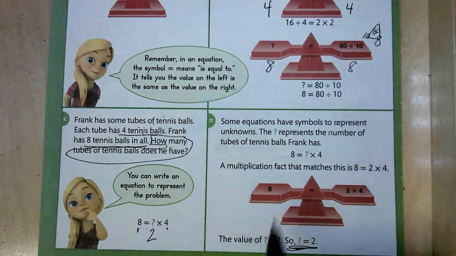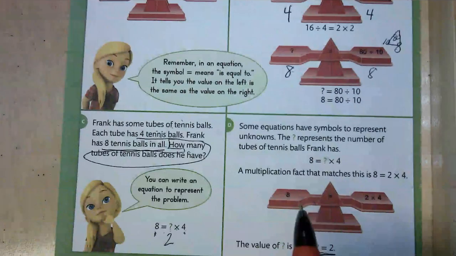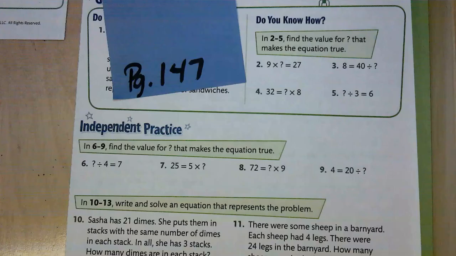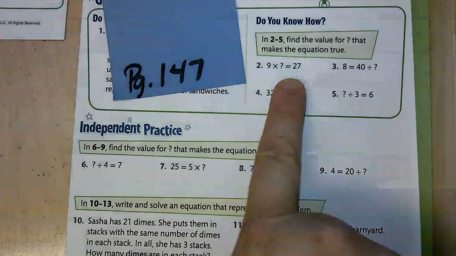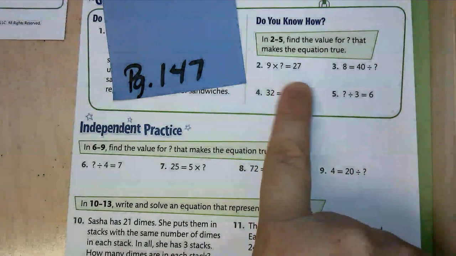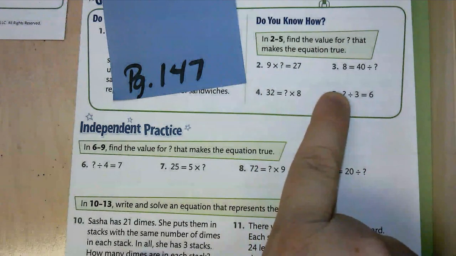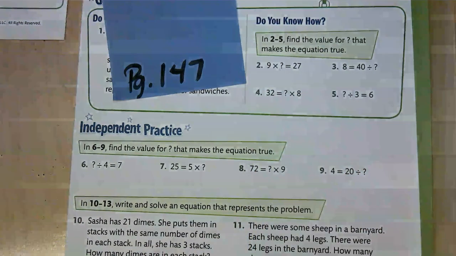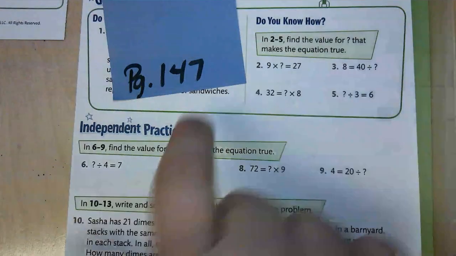Well, let's go ahead and check out page 147 and see how we can do these together. All right, so here we are on page 147, and I see in my how do you know that we've got not a lot of space here. So you might want to grab a whiteboard or just some extra pieces of paper, something like that, to help you solve these different problems.